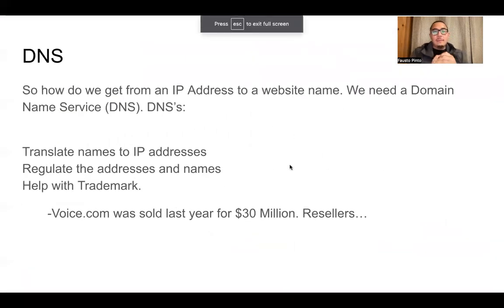So how do we get from an IP address to a website name? We saw that in the video. We need a domain name service, a DNS. It translates the IP addresses to the names, and they help with trademark. One of the big things in the early days of the internet was people were registering domain names that were going to be popular, and they were making money off of it.